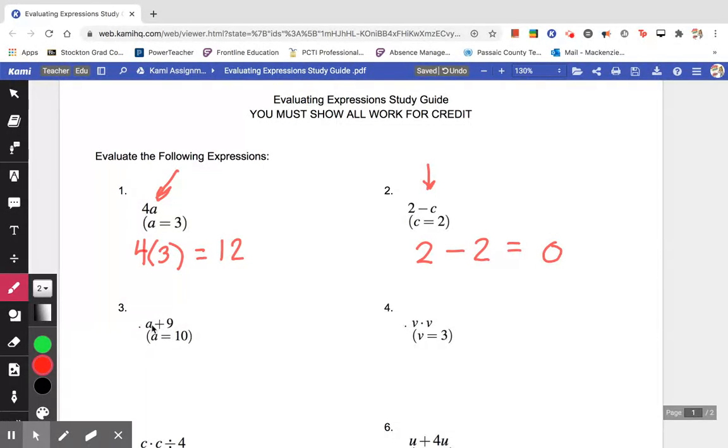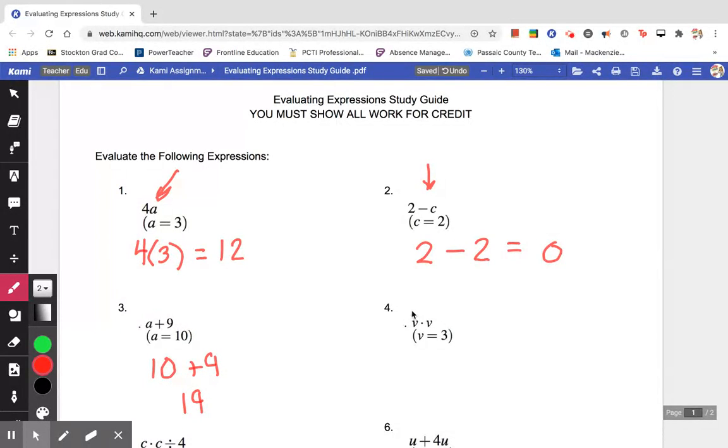So taking a look at the next one, we have a plus 9. Again, no multiplication or division or anything like that is happening here, so we don't really need parentheses, but you can put them if you want. So if I plug in 10 for a, I have 10, and then I keep copying the rest of the problem down, plus 9. So our answer here is going to be 19.